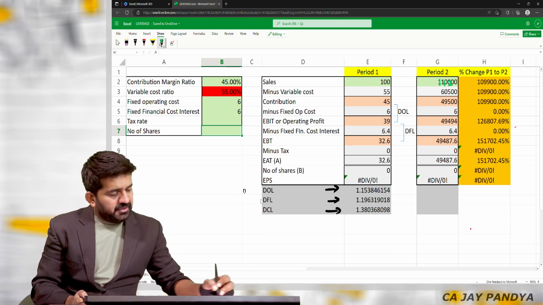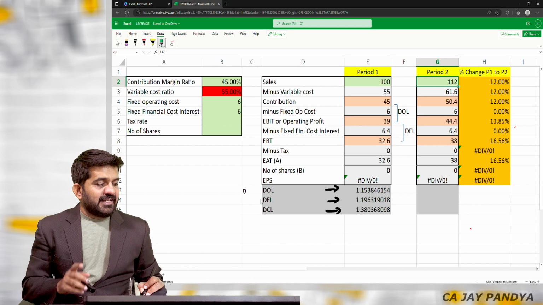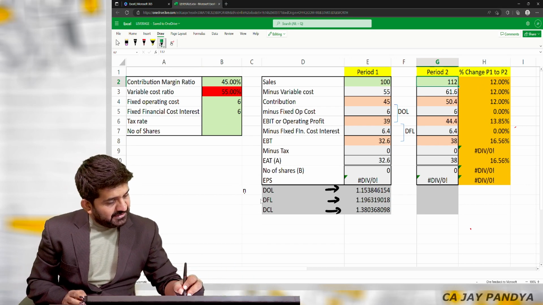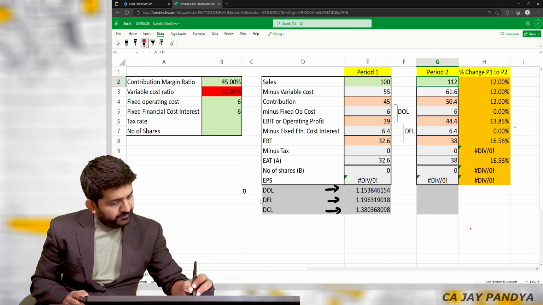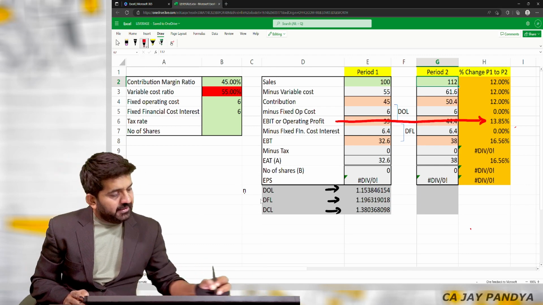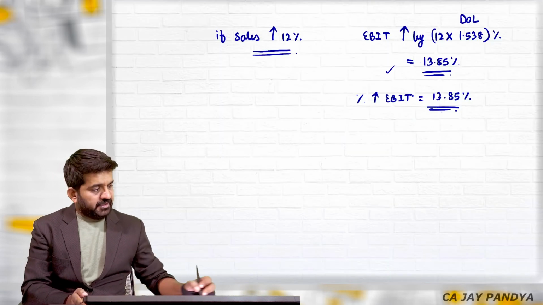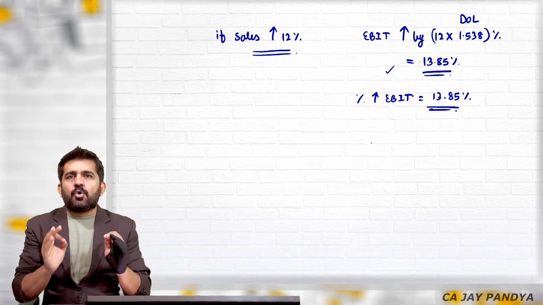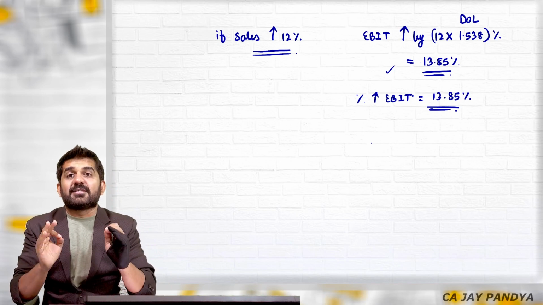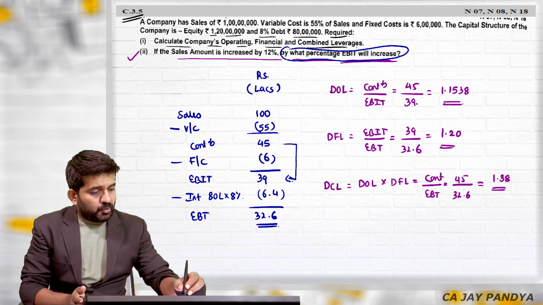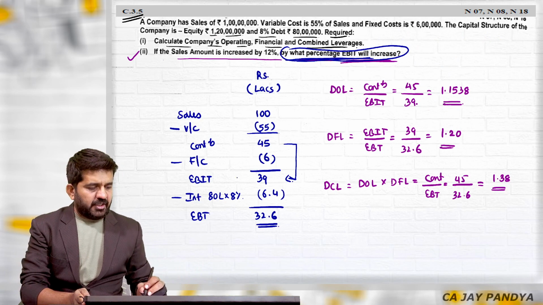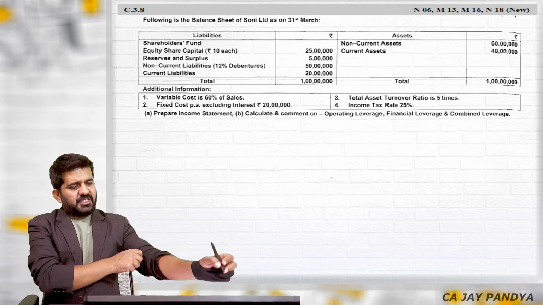If this becomes 112, my sales is increasing by 12%. See how much my EBIT is increasing. This is EBIT. My EBIT is increasing 13.85%. Is it 13.85%? The answer is yes. Once again, understand, you don't need to prove this in your examination. If this is your question, by what percentage EBIT will increase, you can just end your answer over here at 13.85%. Let us go to next question, which is C 3.8.